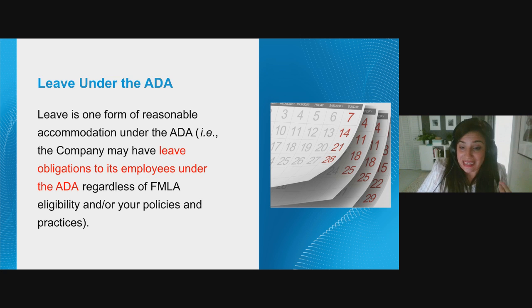We need to look at the Americans with Disabilities Act. Why? Leave is one form of a reasonable accommodation under the Americans with Disabilities Act. And you may be entitled to leave as an accommodation if you are disabled, regardless of whether you were eligible for FMLA or not.